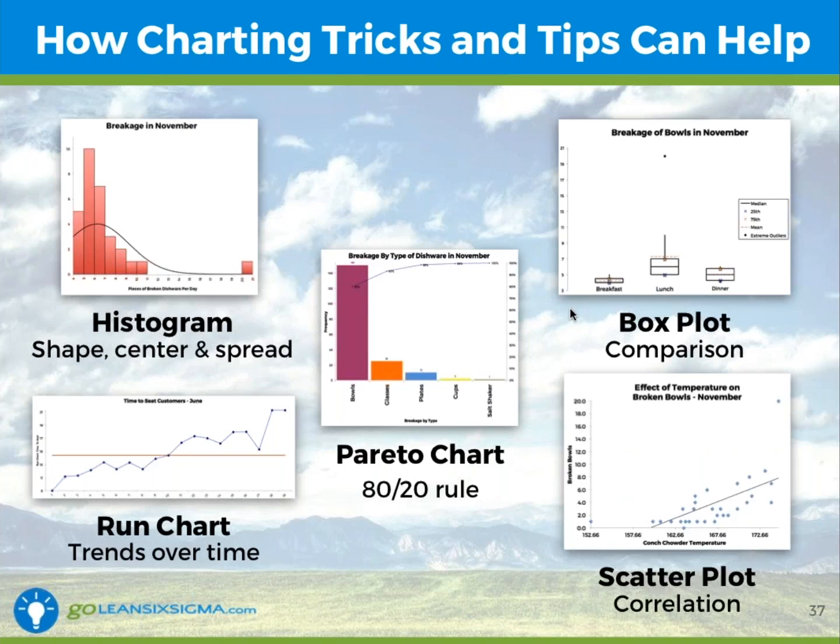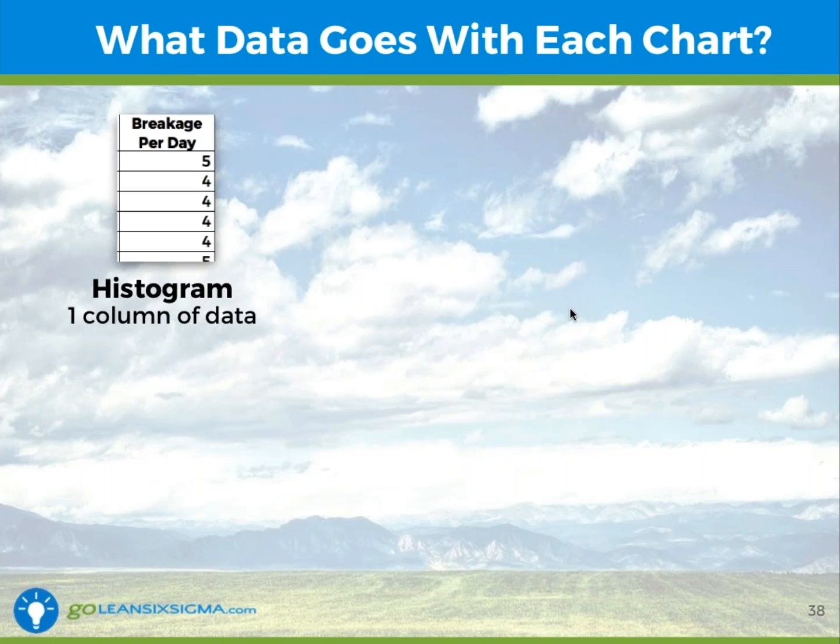Last up, scatter plot. That's looking for correlation. The chart shows whether or not 2 variables are correlated. Again, there could be a lurking variable, but at least you can see, are they connected in some way? So those are the 5 charts. So this is the behind the scenes. What does it look like?